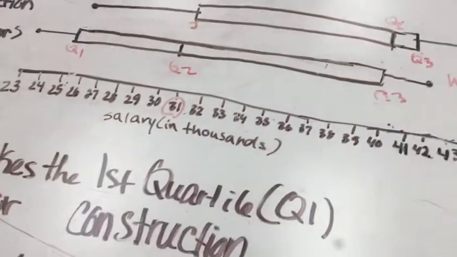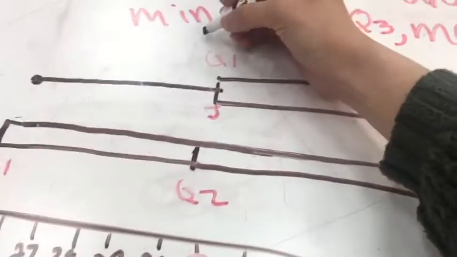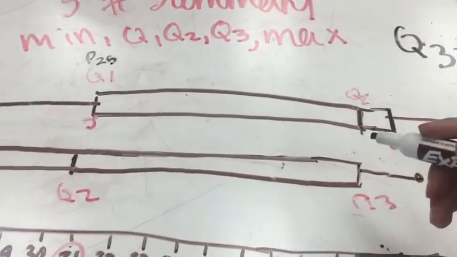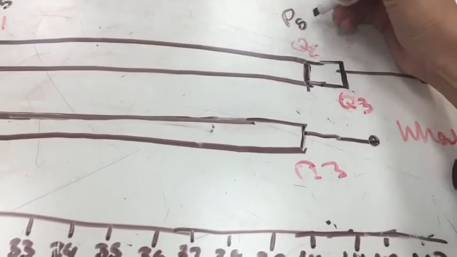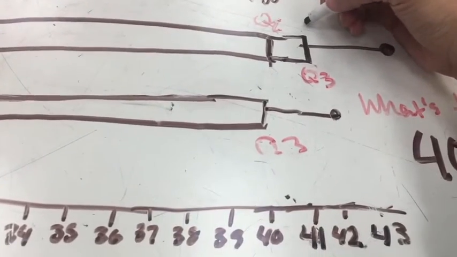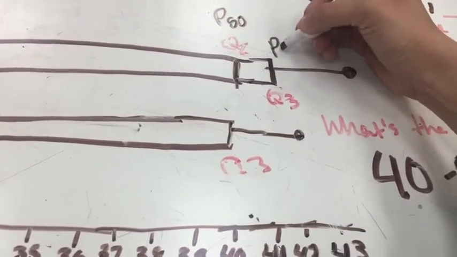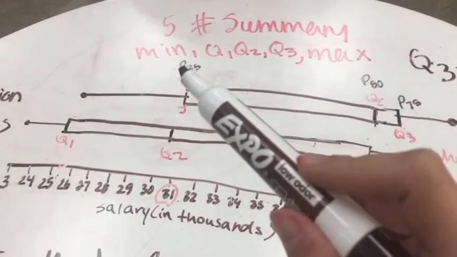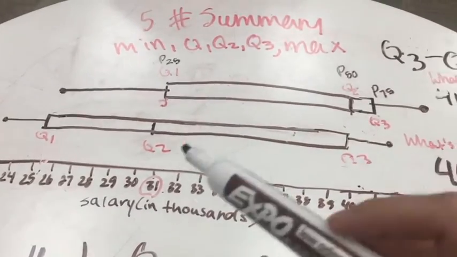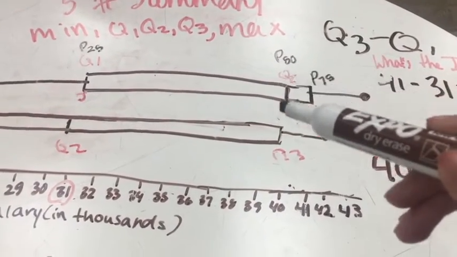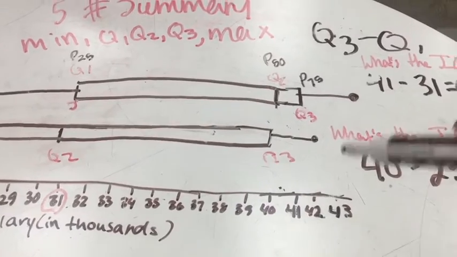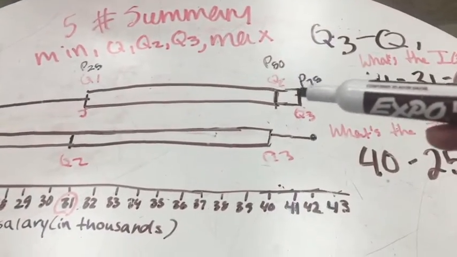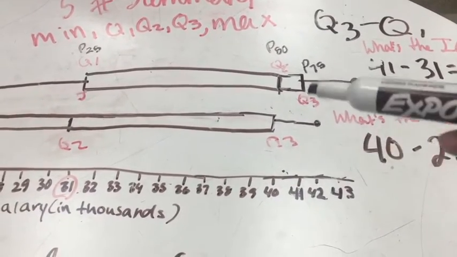And another way to think of Qs, remember how Q1 stands for percentile 25, Q2 stands for percentile 50, and then Q3 is percentile 75. So I can see that the 25th percentile makes 31,000. You can see that the 50th percentile makes around 40,000. And P75 for construction workers makes, it looks like, 41,000.